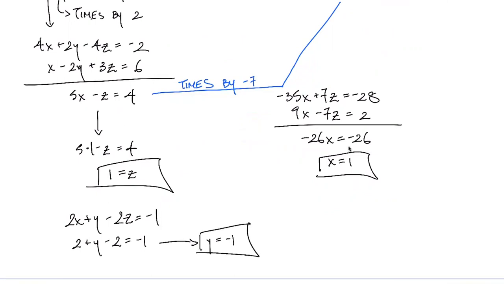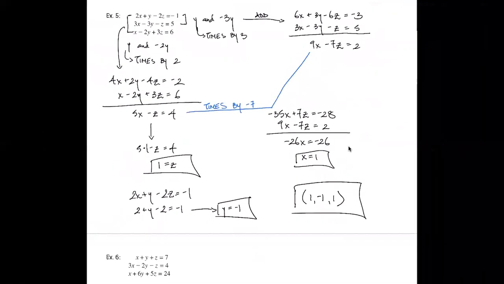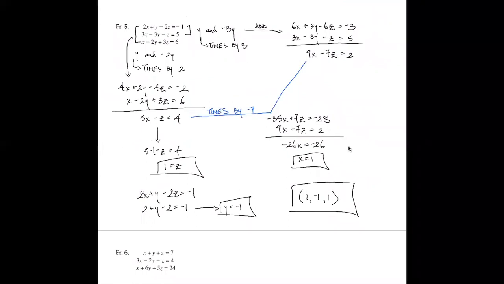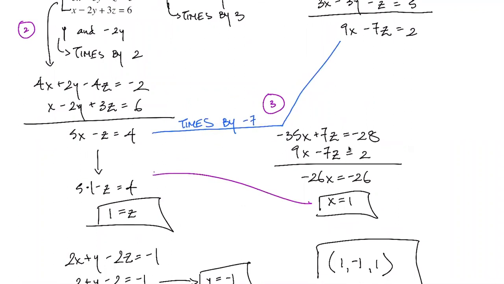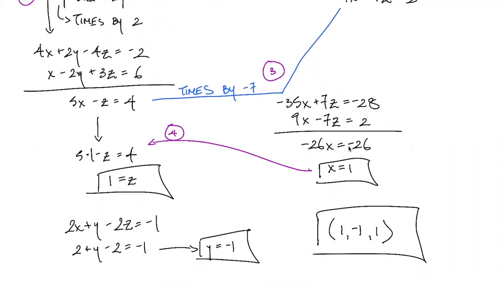Okay. So if we write our answer as a final coordinate, we want the x value, which is 1, the y value, which is negative 1, and the z value, which is 1. Okay. So let's go back and maybe number these with the purple so we can remember how we did this. We did this first, we did this second, we did this third, and then this was 4, and then we did 5, and then we wrote our whole answer.